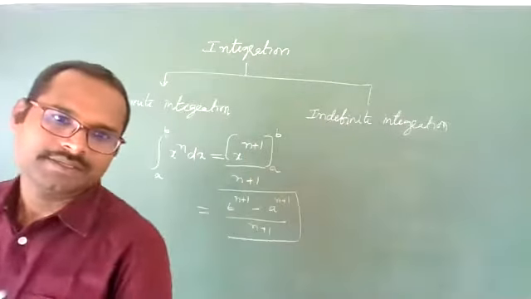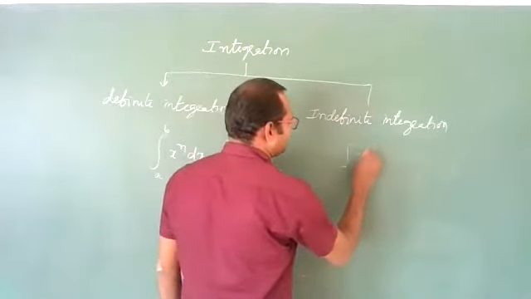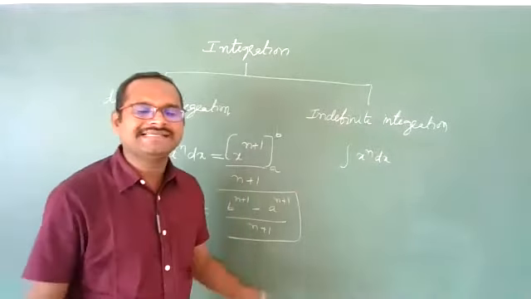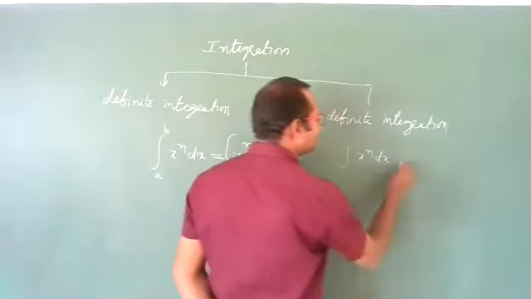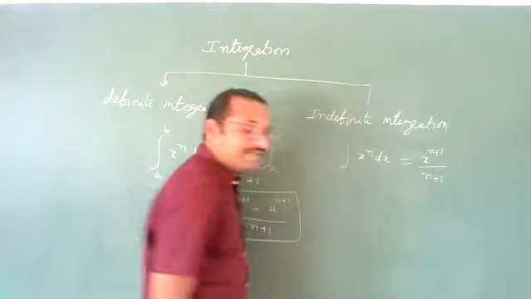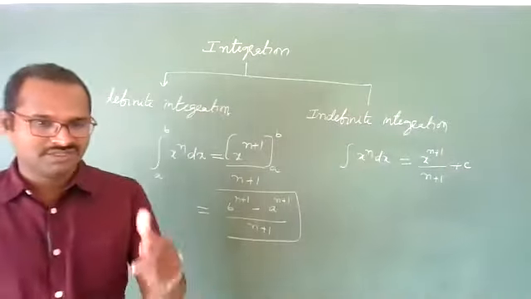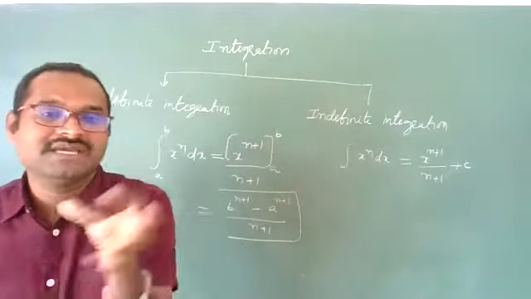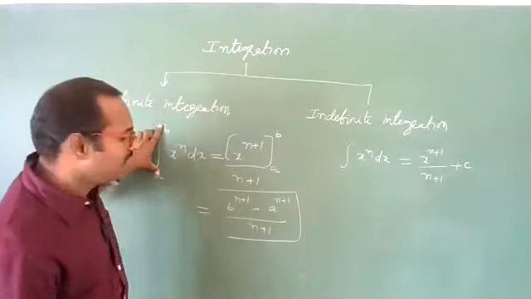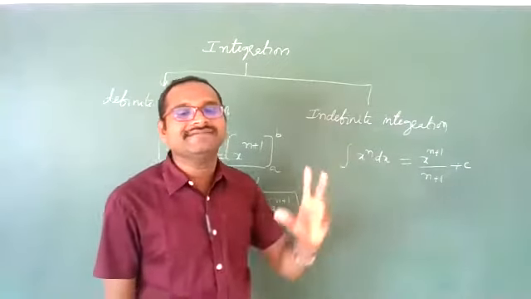Whereas in indefinite integration, let us suppose, integration of x power n dx, where the limits are not specified, it is called indefinite integration. In indefinite integration, you will get x power n plus 1 divided by n plus 1, and you will get one constant factor called c. Till now I am using that c because I am not specifying the limits. Once I specify them, then you need to write the limits. If not, it will be called indefinite integration.